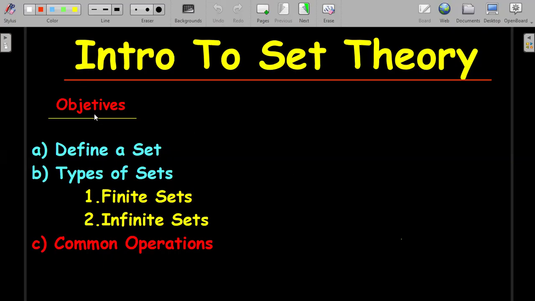So in today's class, we are going to be focusing on these few objectives that I've listed here. In this lesson, we are going to define what a set is. Then we're going to talk about types of sets, specifically two types of sets. One of them is called the finite sets, and the other one is called the infinite sets. And then from there, we're going to talk about the common operations that we use under set theory. I know you know these: intersection, union, the complement, all those operations. That's what we are going to talk about.